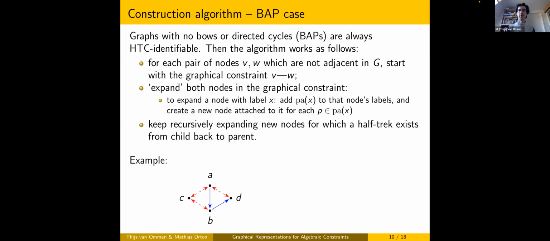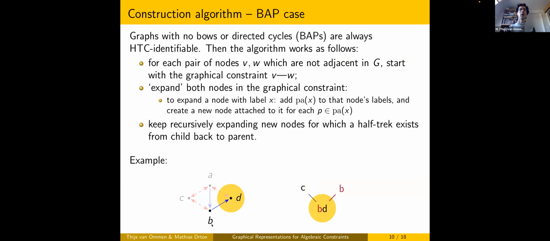So here's again the graph we've been seeing before. In this graph, there's only one pair of non-adjacent variables, C and D. So we'll only start one graphical constraint, namely this one. But it's not done yet. First, we need to expand both the C and the D over here. So let's start by expanding C. Then we look in the linear structural equation model and see that C has no parents. So this means that we have nothing to add to the node's labels, and also we have no new nodes to create. So expanding this node is a zero operation, and we're already done. So we only need to expand the node D over here.